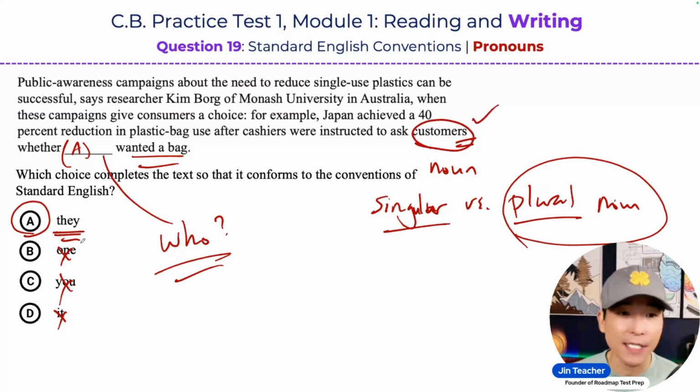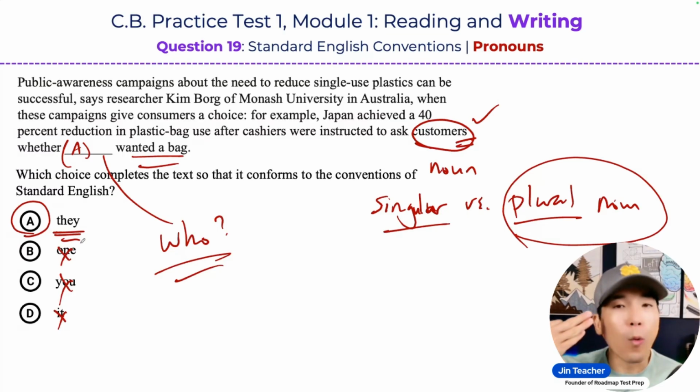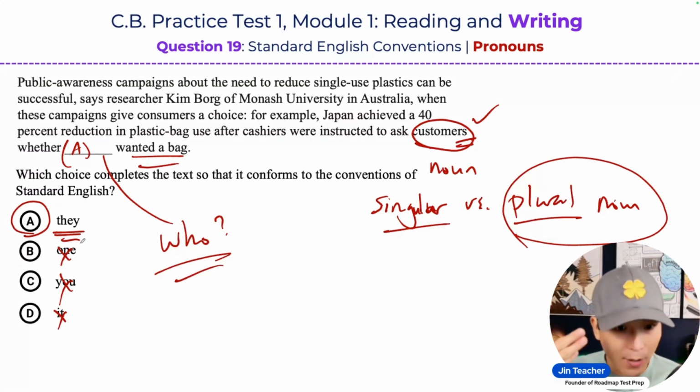You can do this for all pronoun questions. It's all about understanding the context of the passage and then asking yourself that question. In this case, asking yourself, who wanted a bag? You're basically trying to ask yourself, what noun is this pronoun referring to? You can do that within the context of the passage and think about the logical answer to that question.